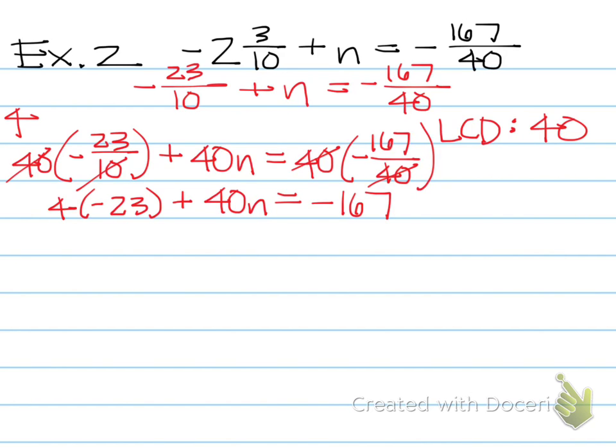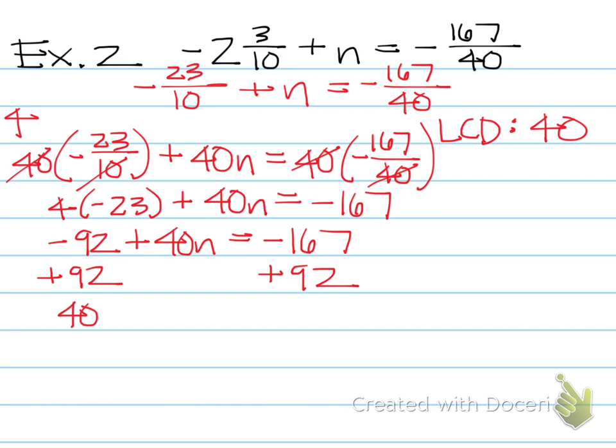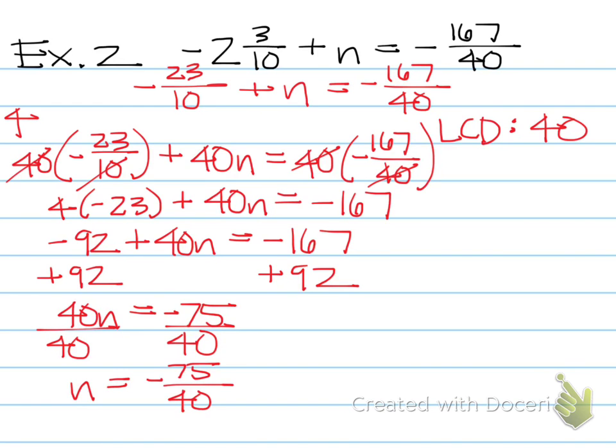All right, so now we want to multiply 4 times negative 23, which is negative 92. And then I want to isolate the term that has my variable in it by adding 92 to both sides. When I add 92 to both sides, I get 40n equals negative 75. And then lastly, divide both sides by the number in front of your variable, which is 40. When we do that, we get n equals negative 75 over 40.